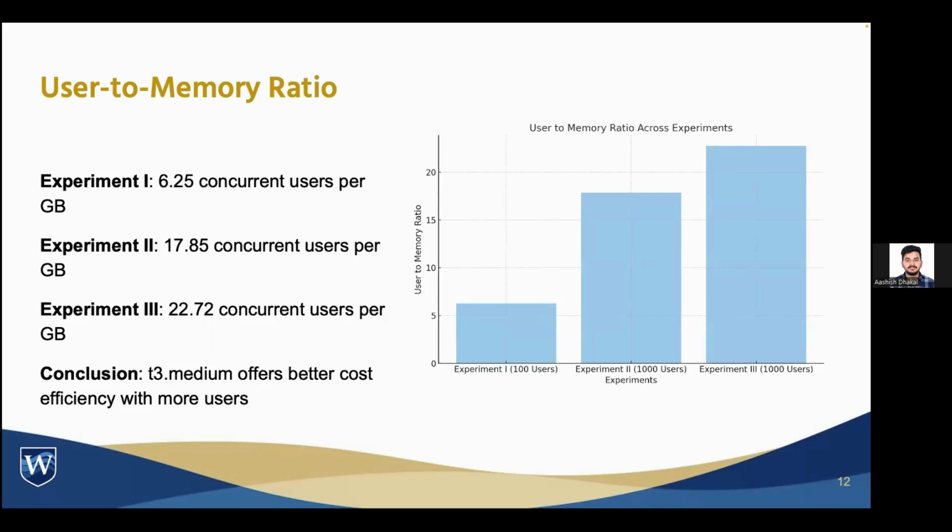So the first experiment had 6.25 concurrent users per GB. The GB is the memory RAM. The second managed around 17.85 concurrent users per GB. And the third one had higher efficiency than the first two, with around 22.72 concurrent users per GB.